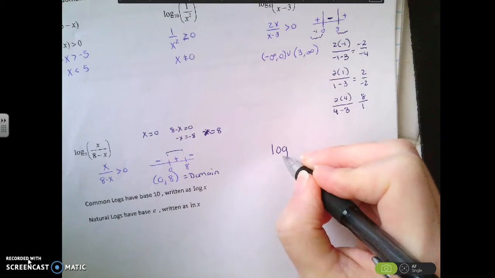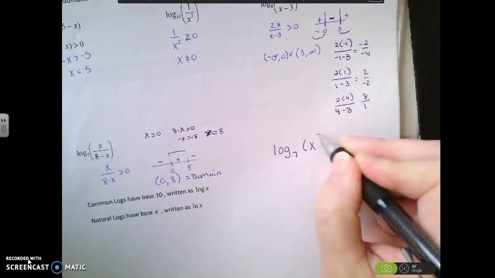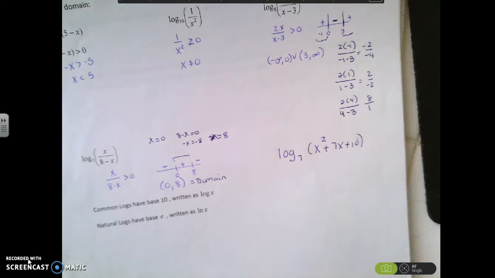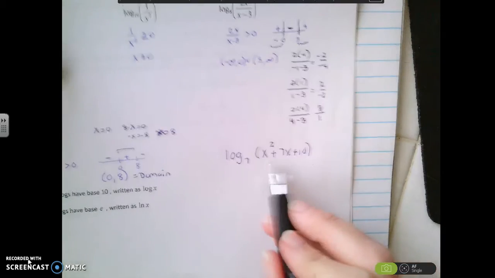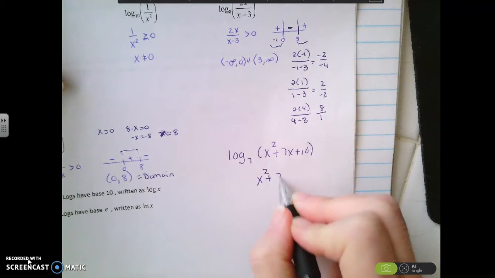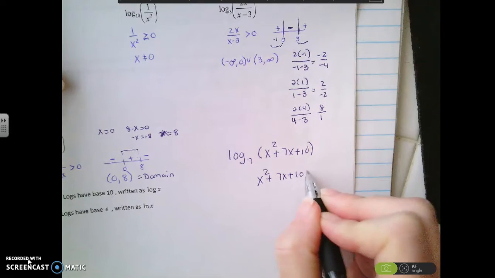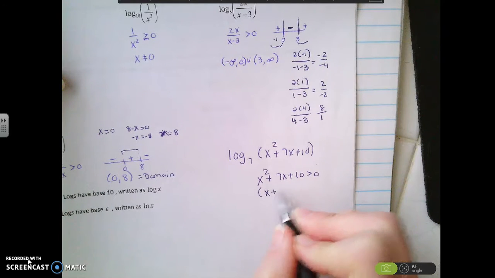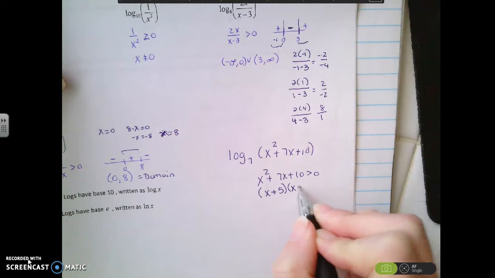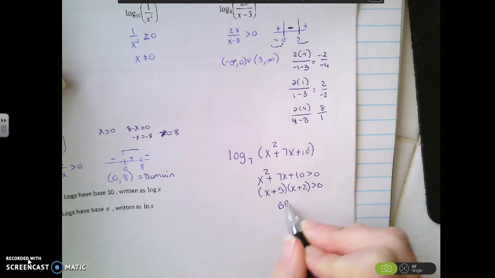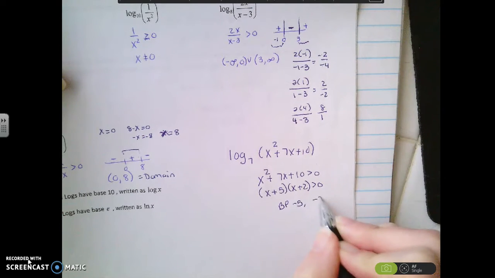So what if I had this one? I had log base 7, and I had x squared plus 7x plus 10. So again, in order to figure out what my domain is going to be, I have to set this part equal to 0. So when I do that, I'm going to have to factor this. So this is going to factor into x plus 5 and x plus 2. Okay. So that means my breakpoints are going to be -5 and -2.